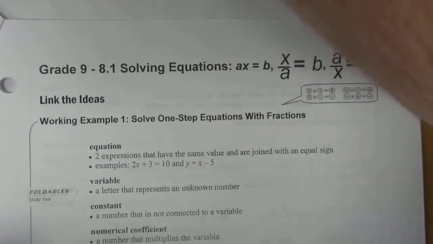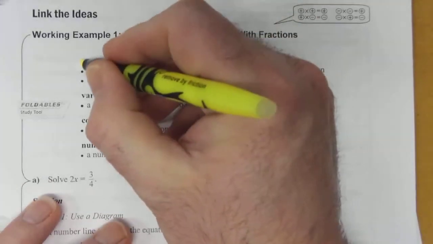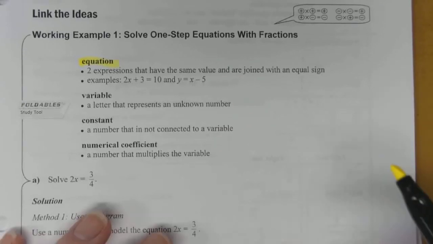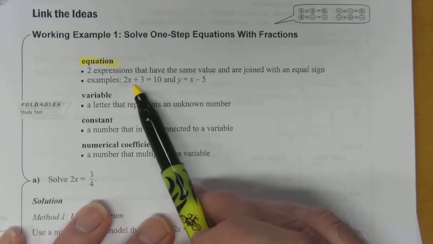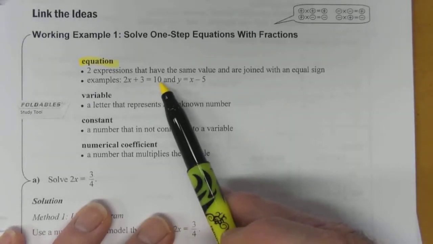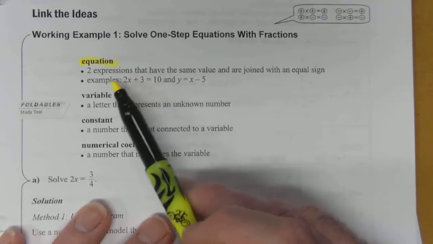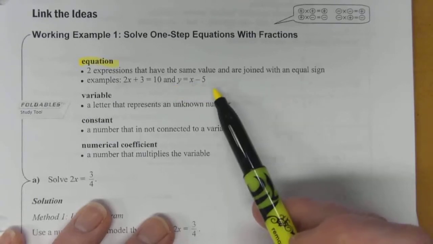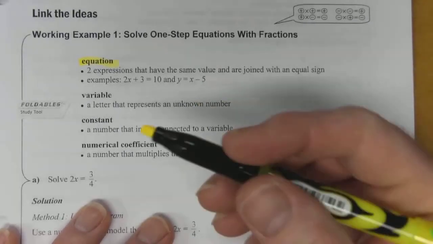So first, let's look at some definitions. We need to know what an equation is. An equation is 2 expressions that have the same value and are joined with an equal sign. So for example, 2x plus 3 is an expression, and 10 is an expression in math. But because there's an equal sign joining them, it makes it an equation. Same here. Y is an expression, x minus 5 is an expression. The equal sign makes it an equation.